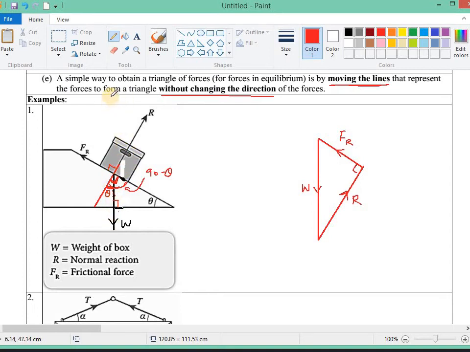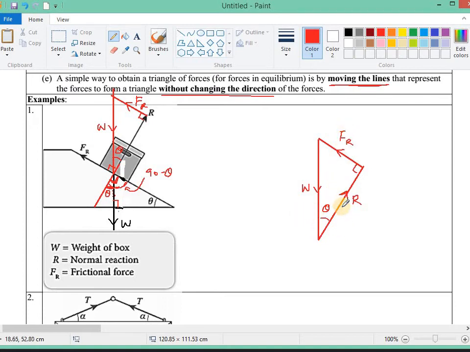Let's say the weight is over here. Okay, this is weight, and this friction we put over here. So this is the triangle of forces. So this angle theta, this side is also theta, because this line and this line cross each other, so the angle here and the angle here are the same. So over here it will be theta. With this, the triangle of forces is complete.